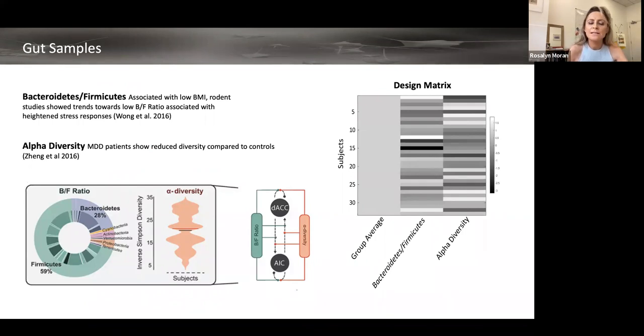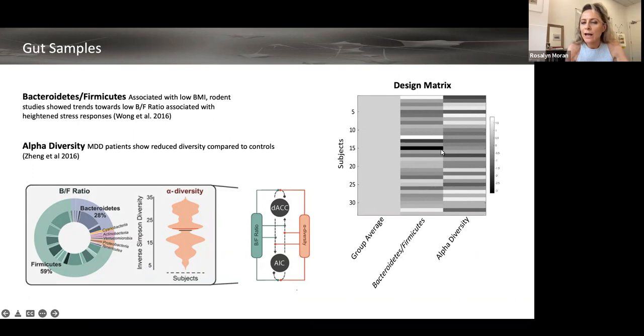So one of them is a little bit unclear in terms of how it relates to psychiatric disturbance. So the bacteroidetes firmicutes ratio is an established metric of the microbiome, and it's been associated with both good and bad things. So low BMI, but also heightened stress response in rodent studies. We looked at a more straightforward diversity measure known as alpha diversity, and this is known to be a case of diverse is good. And has been shown in MDD patients to show reduced diversity compared to controls.